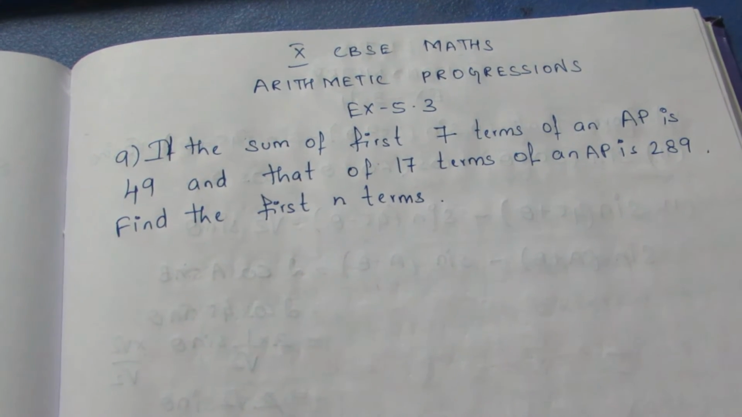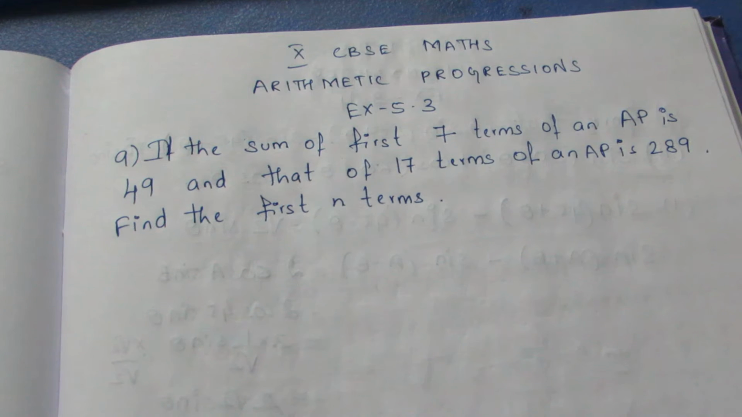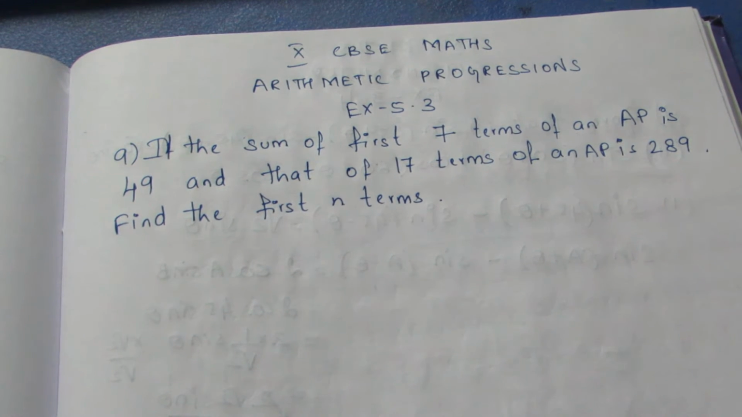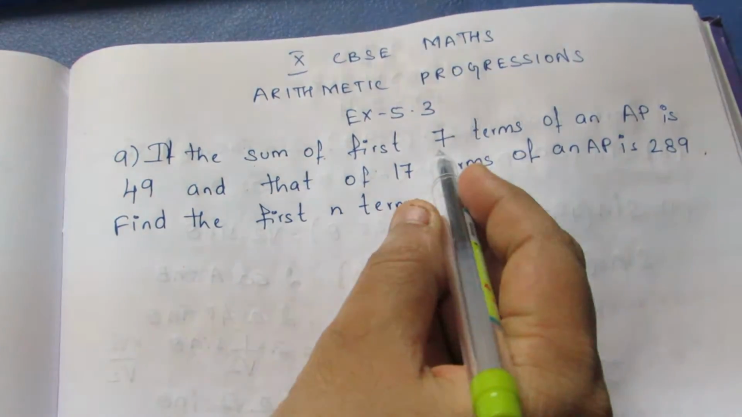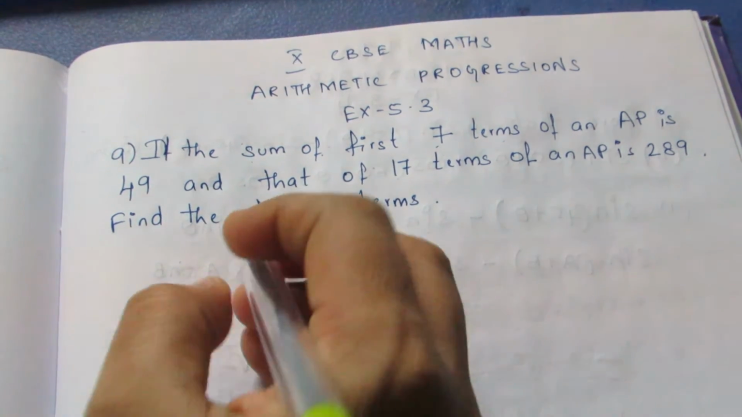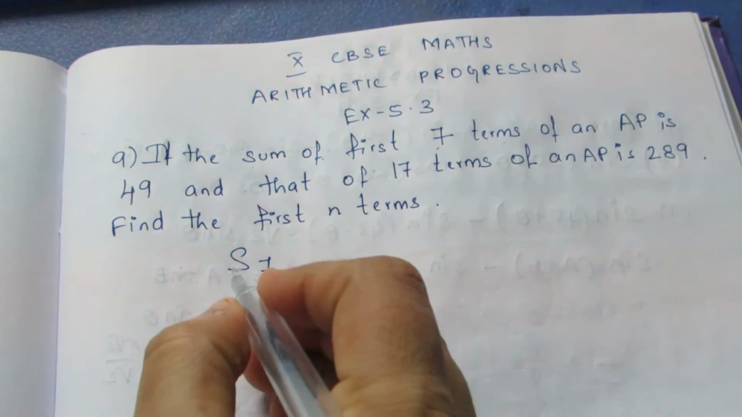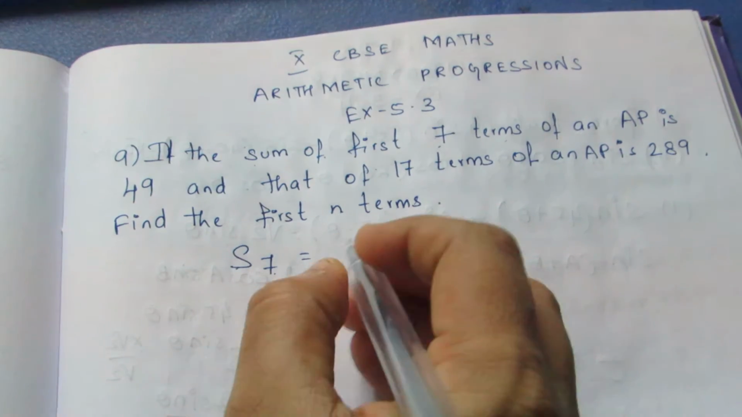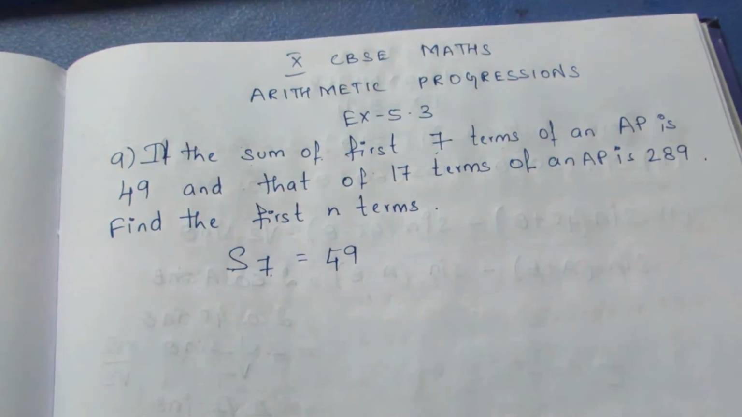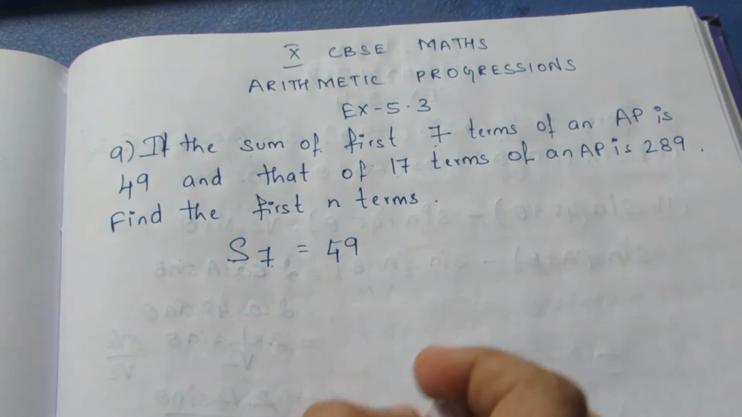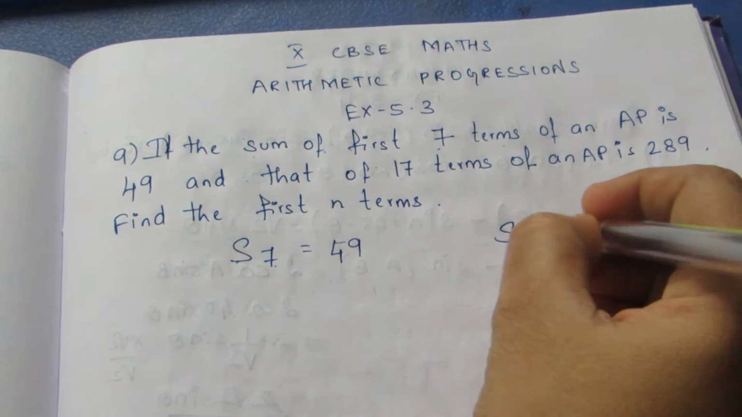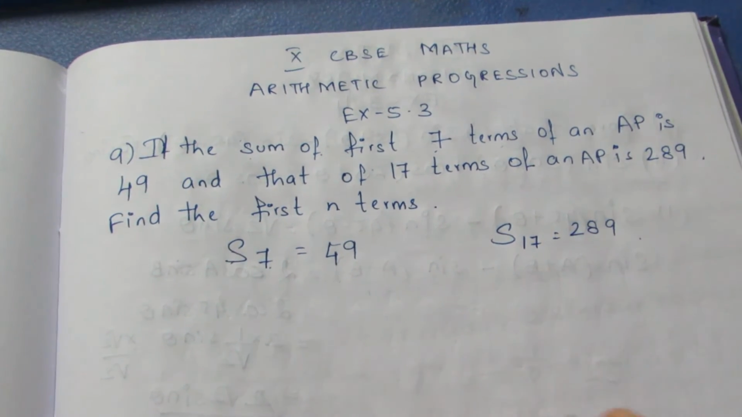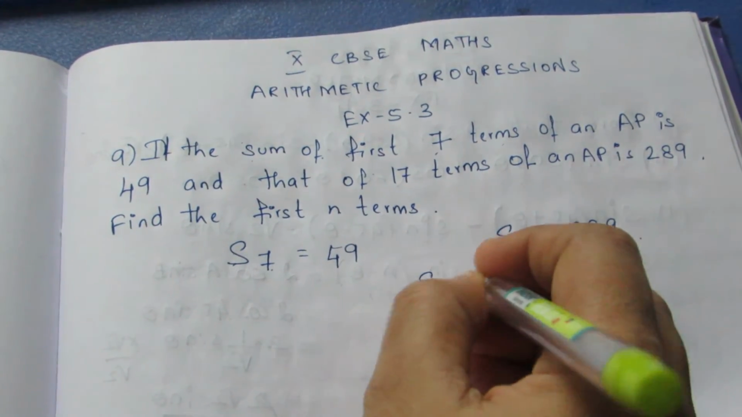Today we are going to see 10th CBSE Maths Arithmetic Progression Exercise 5.3, sum 9. Let's see the question. If the sum of first 7 terms of an AP is 49, that means S7 equal to 49, and that of 17 terms is 289. So the sum of 17 terms is given to be 289. They have asked us to find the sum of n terms.